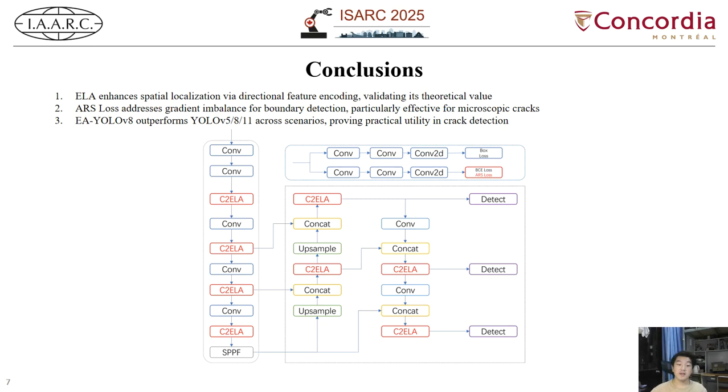In short, ELA improves spatial localization. ARS fixes boundary issues, and together, EA-YOLOv8 outperforms existing YOLO models. This proves it is practical for real-world crack detection.